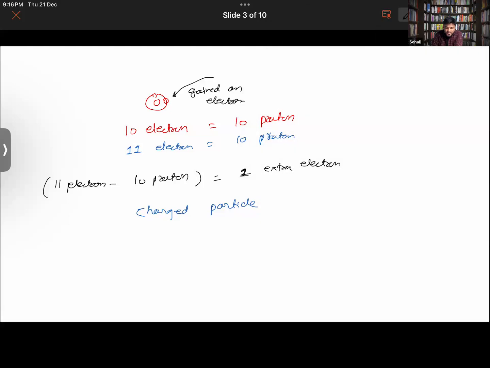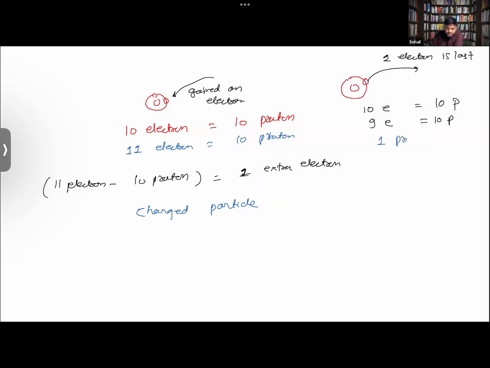Now take another example, where an electron will be lost. Let's say one electron is lost, right? Earlier there were 10 electrons and 10 protons in it. Now there are 9 electrons and 10 protons. So here, which is extra? One proton is extra now, because one electron is lost here.